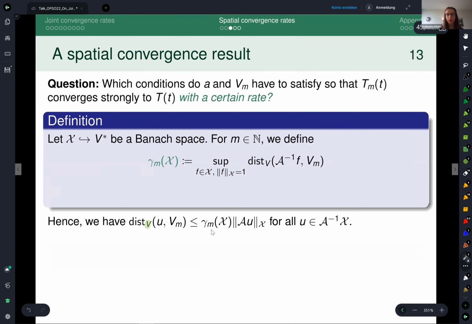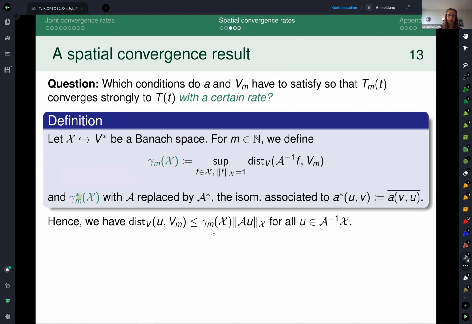So we say that the distance in V of some sufficiently regular U to the approximating spaces is bounded by a constant times AU in the norm of this stronger space. And the smallest such constant is what we denote by gamma m of X, where X is some space continuously embedding into the antidual. And by sufficiently regular, I mean that it's in the pre-image of X under A. So to say, how well do my approximating spaces perform with respect to this particular form A and this space X? Likewise, we define gamma m star for the adjoint.